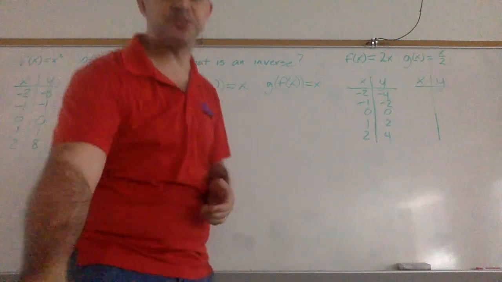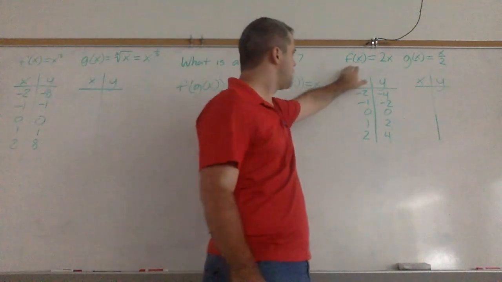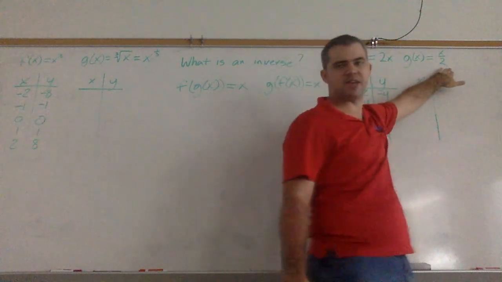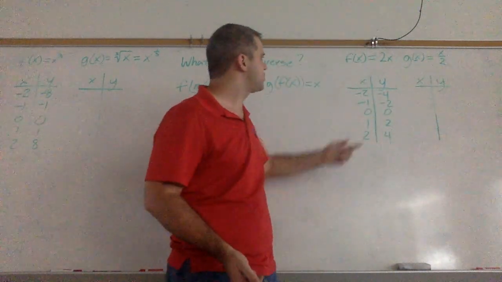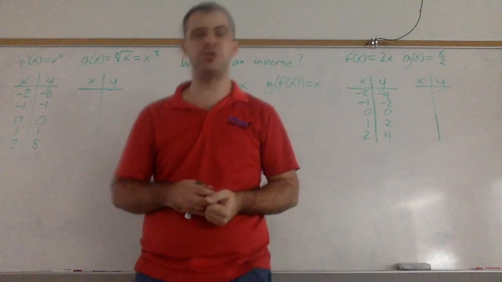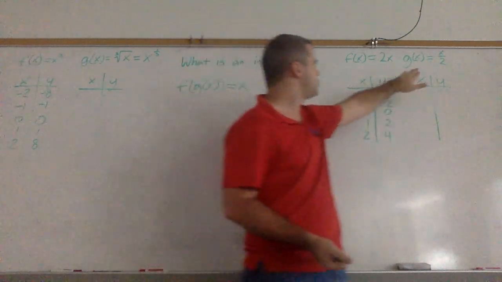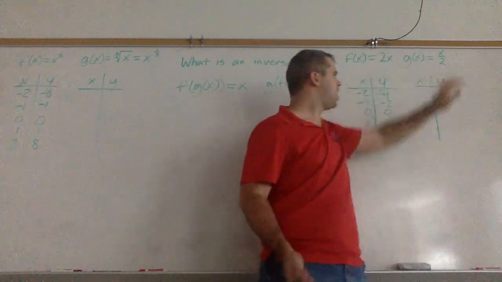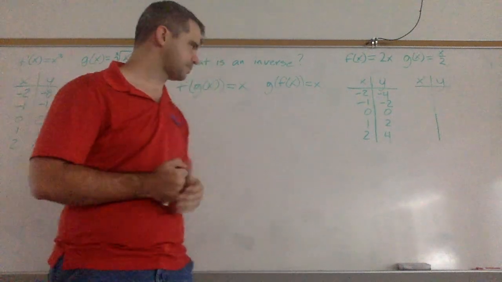Let's look at an example here. We'll start simple. So f of x is 2x, g of x is x divided by 2. Now this should make sense. The opposite of multiplying a value by 2 is dividing it by 2. So this g function undoes this f function, and this f function undoes this g function.